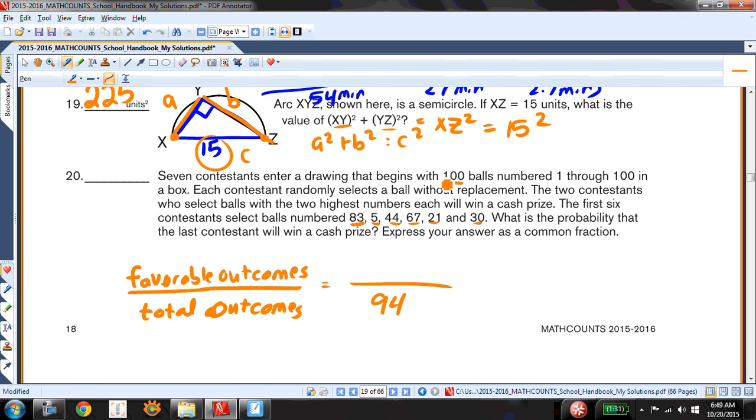Now, the favorable outcomes. Well, this person has to get a number that's greater than 67. There are 33 balls that are greater than 67, but notice that one of those has already been drawn, 83. So the number of favorable outcomes would be 32. He has 32 possibilities that will give him a win on this drawing. So I have 32 divided by 94. I want to simplify that. That's 16 divided by 47. So that is the probability, 16 over 47.